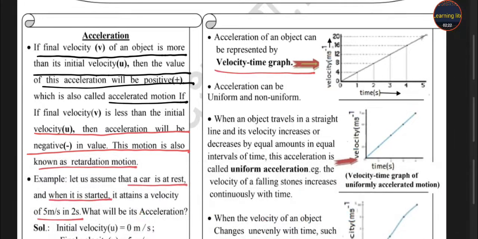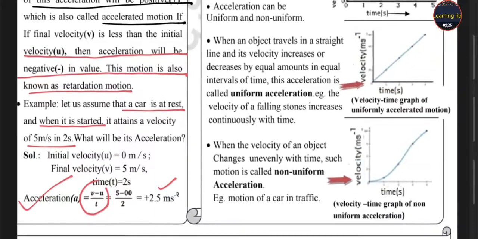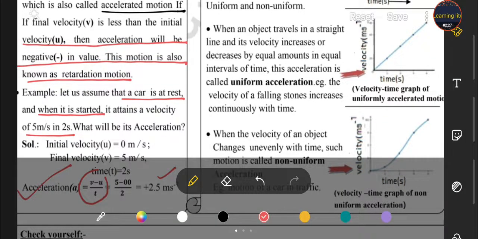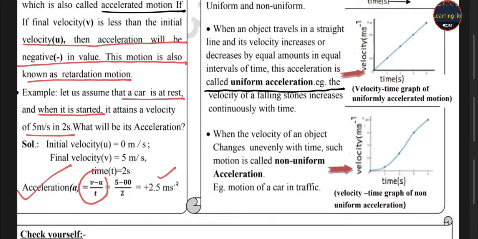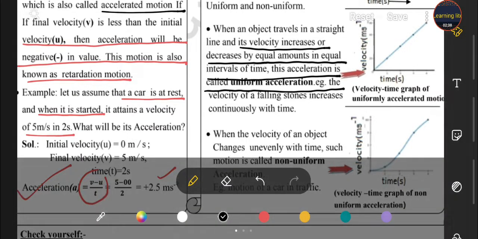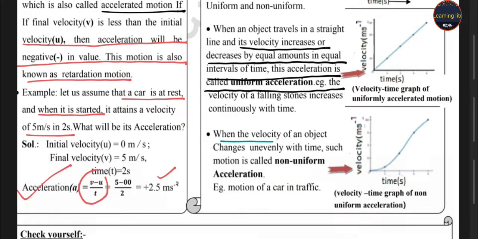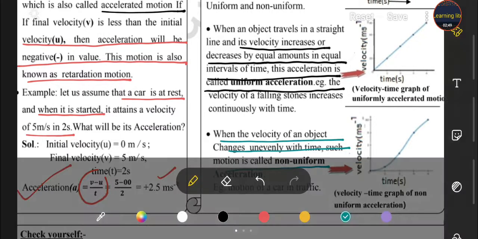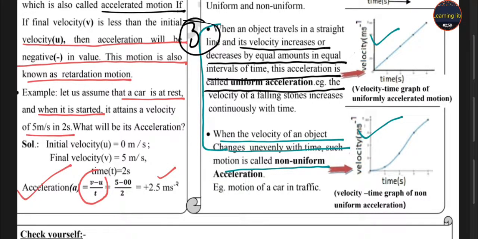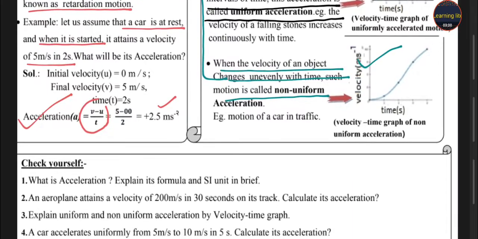These velocity-time graphs are very important, students. You can practice the graph. The first is for uniform acceleration, the second one for non-uniform. Uniform acceleration means when the velocity increases or decreases by equal amounts in equal time. And the graph is here, students. And non-uniform, when the velocity changes unevenly with time. It is called non-uniform motion, and the graph is here. So this is the answer of your third question, students. You have to write the third question answer from here and also draw the graph.